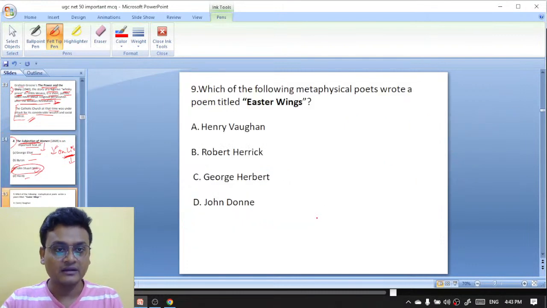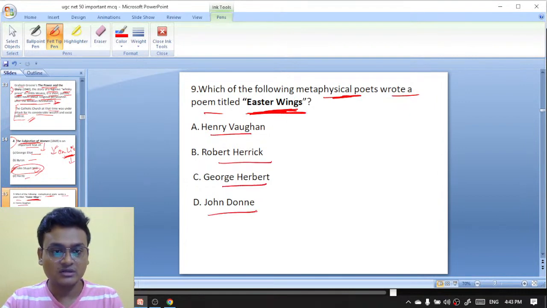Moving on to question number 9. Which of the following metaphysical poets wrote a poem titled Easter Wings? Henry Vaughan, Robert Herrick, George Herbert, John Donne. What would be the answer here?